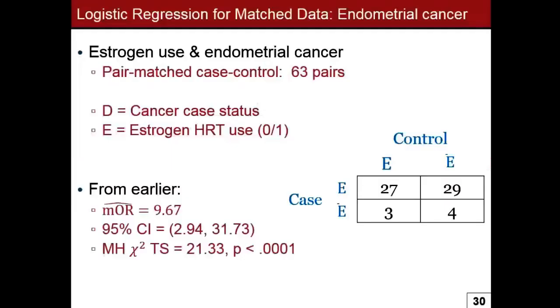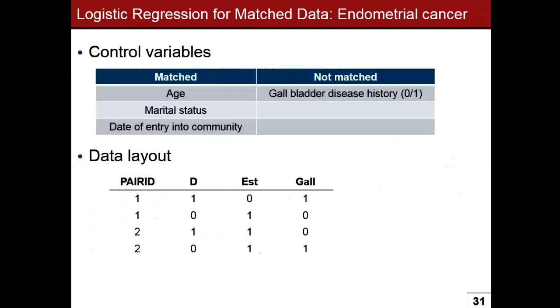Any questions on the stratified approach? Okay, logistic regression for matched analysis here. So we just saw all of this. This is the same example. These are the results that we got from the McNemar / Mantel-Haenszel type approach. 9.67 is our odds ratio.